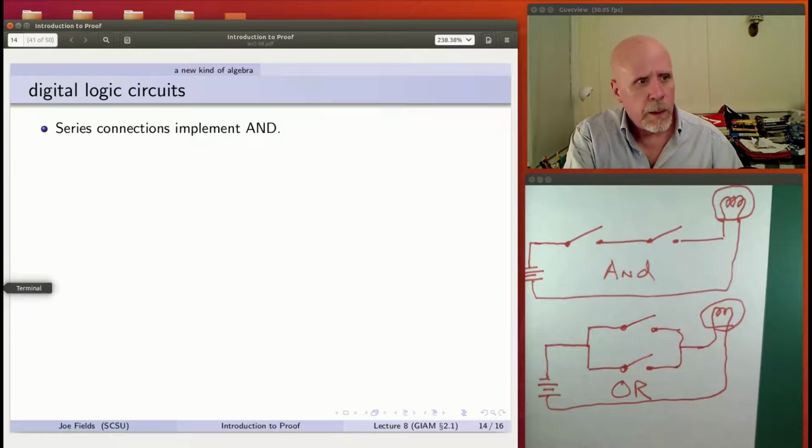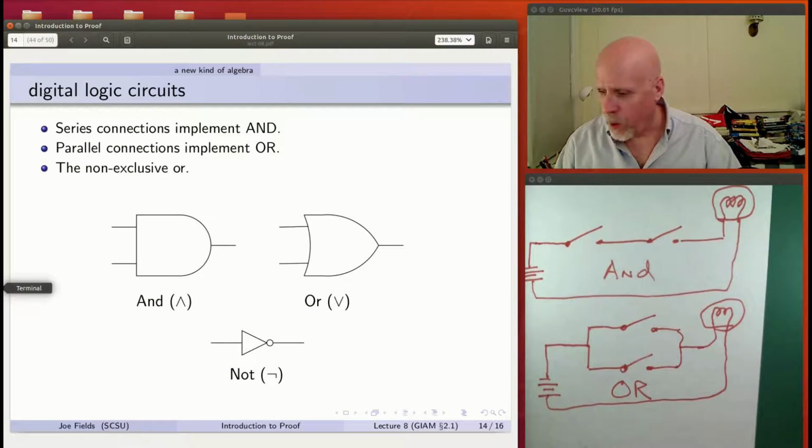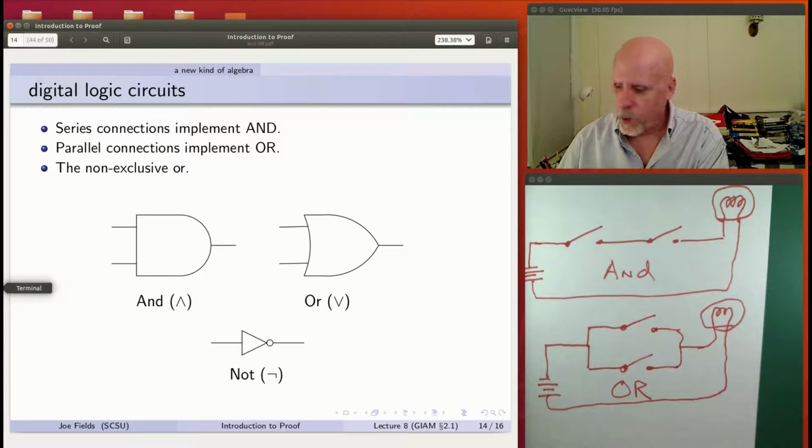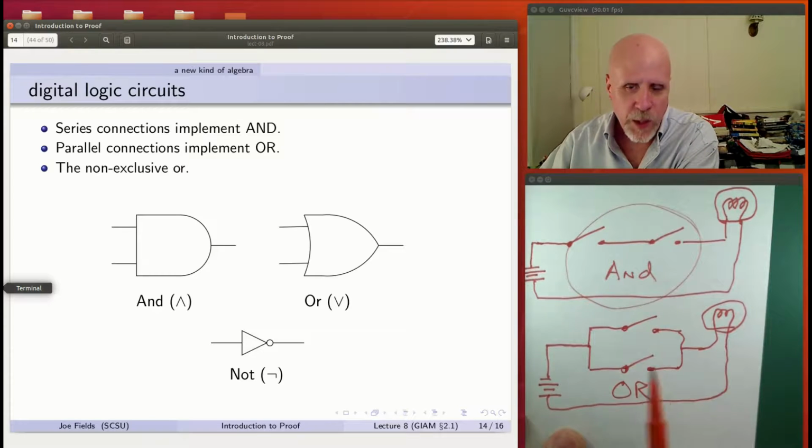Okay, so we've done those two things. We made series connections to implement AND, parallel connections to implement OR, and I just spoke to you about why we use the non-exclusive OR in math. Now, there are symbols, and they're now on the screen in front of you, for these things all at once. So this kind of thing that requires both inputs to be selected or turned on, or a voltage applied to both before it makes the thing light up, that's the AND gate.